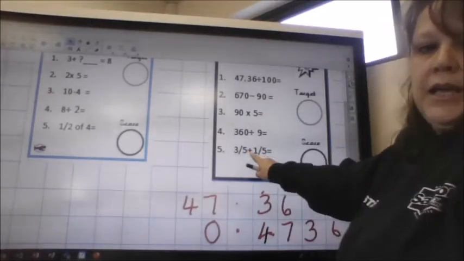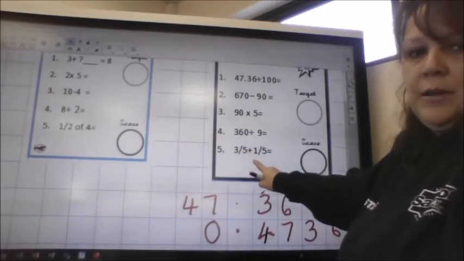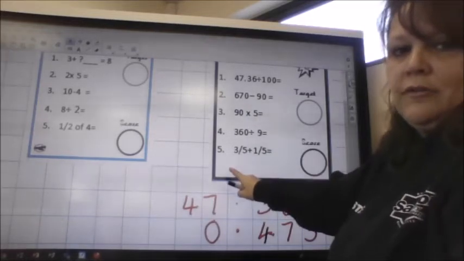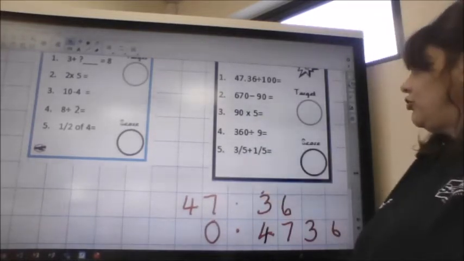And then finally, you had a same denominator addition fraction problem to solve.